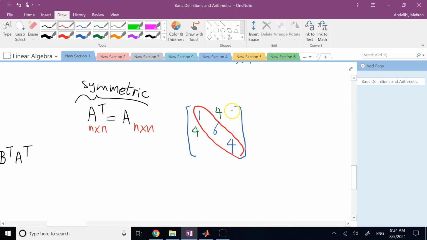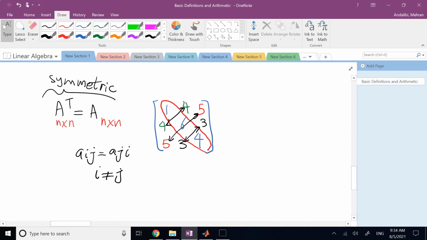Or if you have, let's say, a 5 here in 1 and 3, in 3 and 1 you have to have 5. If you have a 3 here in 2 and 3, you have to have a 3 here in 3 and 2, okay? So the elements that are mirror images of each other with respect to the main diagonal should be the same number. So if we want to write it, we say Aij is the same as Aji when i is not equal to j, okay? That's the definition of a symmetric matrix, and it has some important properties that later we'll see.